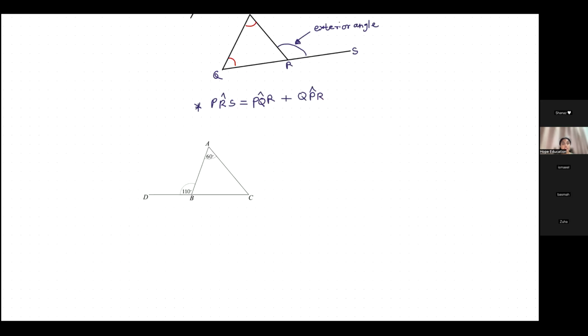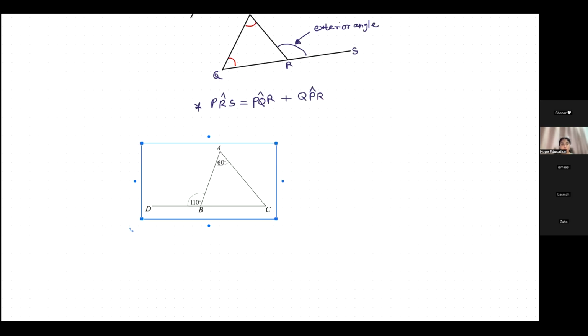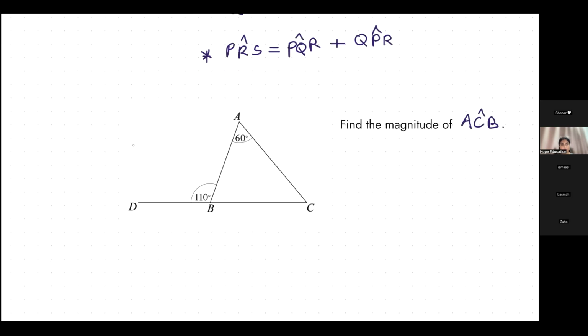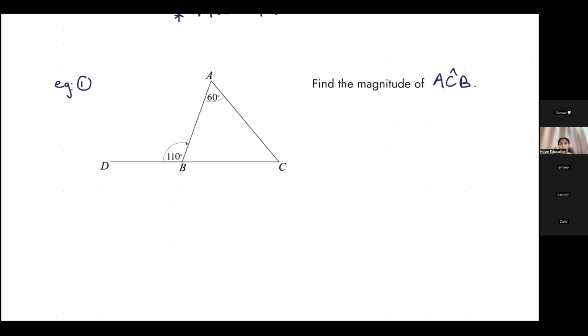Now, according to this question, we have to find the magnitude of ACB. This is our first example question. Now here we can see that this is an exterior angle, and it's equal to the sum of the two interior opposite angles. The interior opposite angles are this one and this one. So I'm going to write like this.